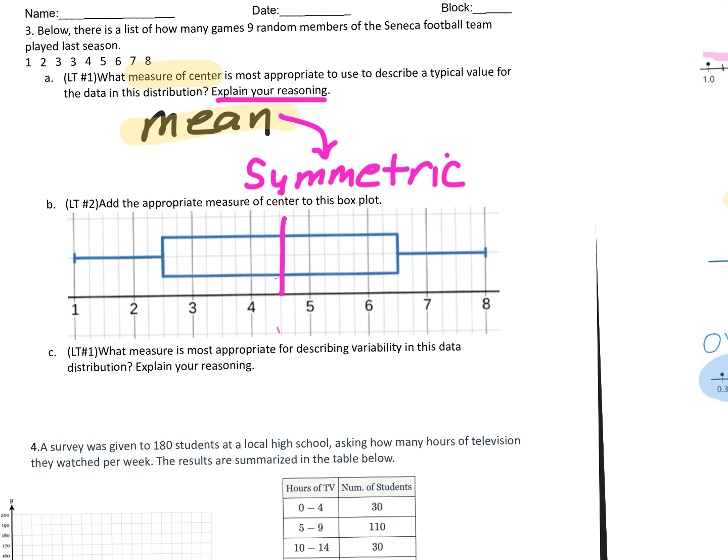Part B is a little bit confusing, and I'm sorry that we set this up to be confusing. I realized this probably wasn't the right way to go, because it says add the appropriate measure of center to this box plot. Now, what you might want to do, because it's a box plot, and you know that a box plot has the median, you may want to put the median in there. However, that would not be correct, because the appropriate measure of center in this case is the mean.